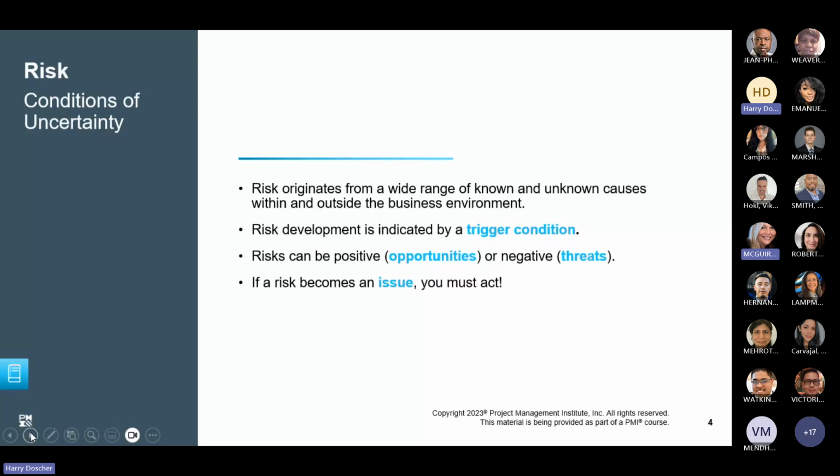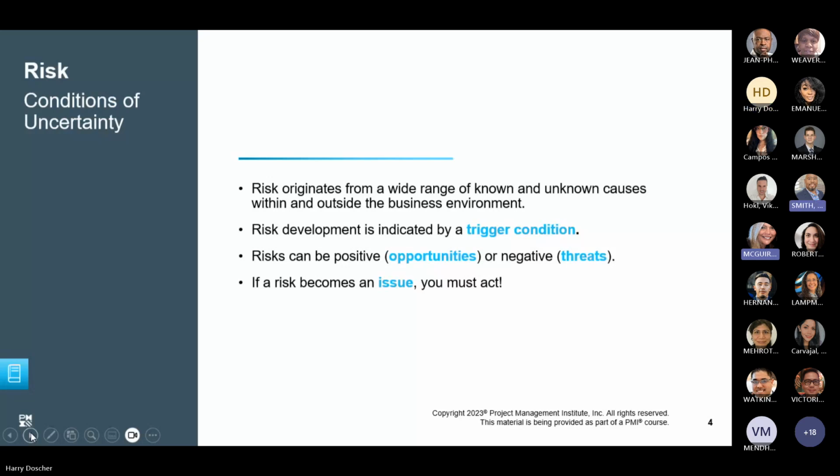Risk is defined as a condition of uncertainty. Okay. So notice that it's not necessarily negative. It can be positive also. When a risk is positive, it's considered an opportunity. If it's negative, it's considered a threat. Okay. So risks can come from anywhere: inside the organization, outside the organization, outside the corporation, from anywhere.